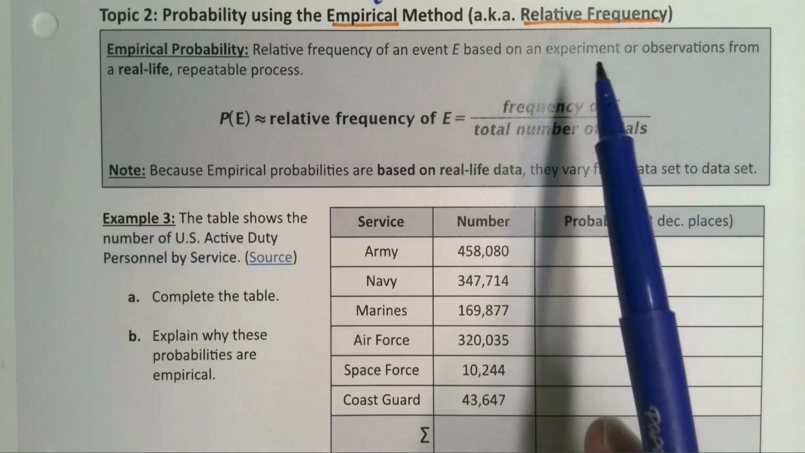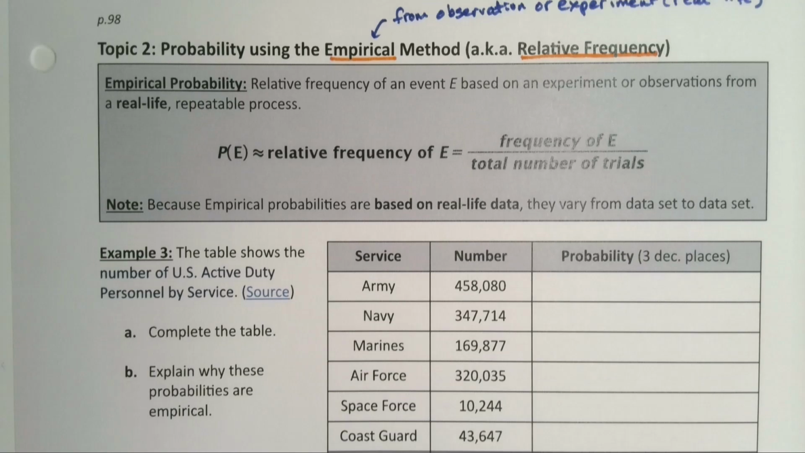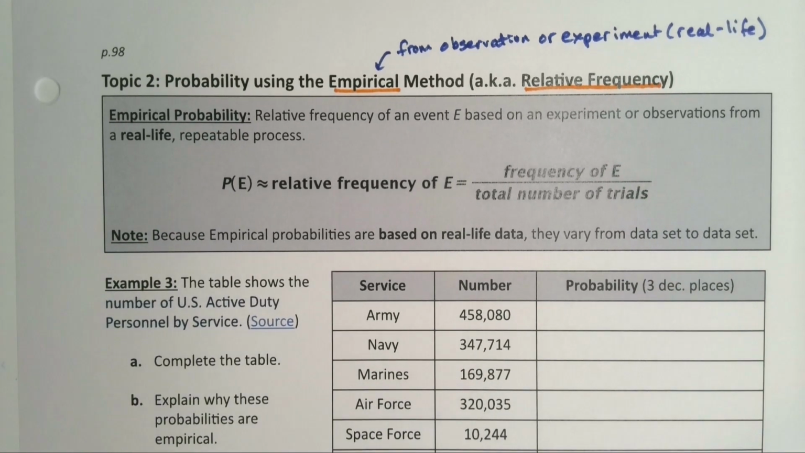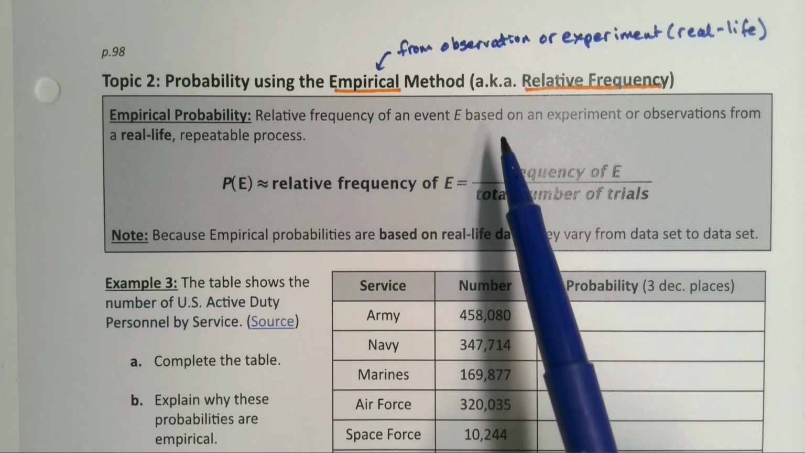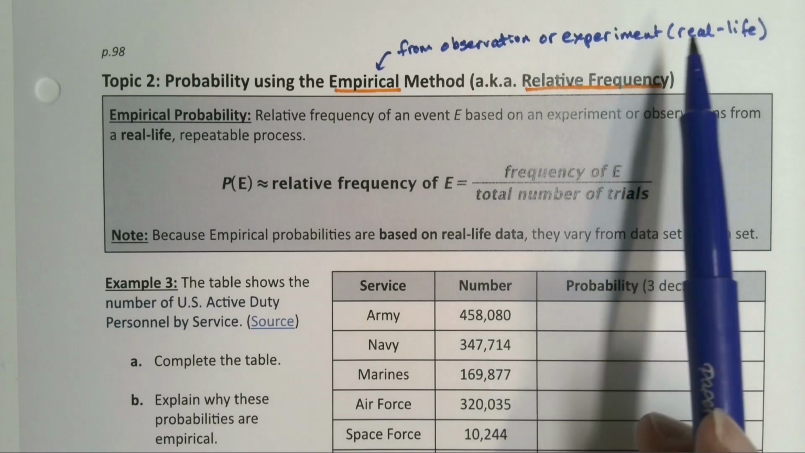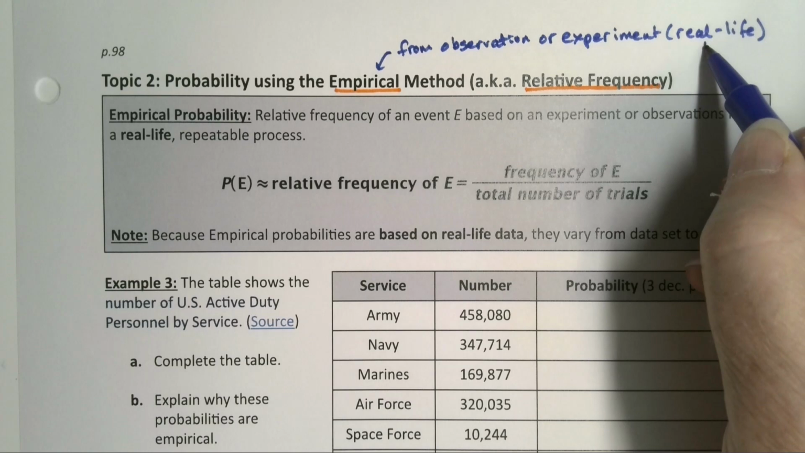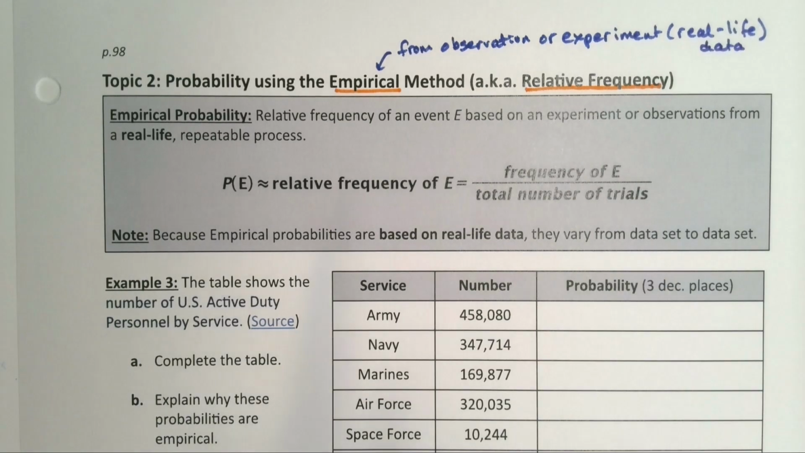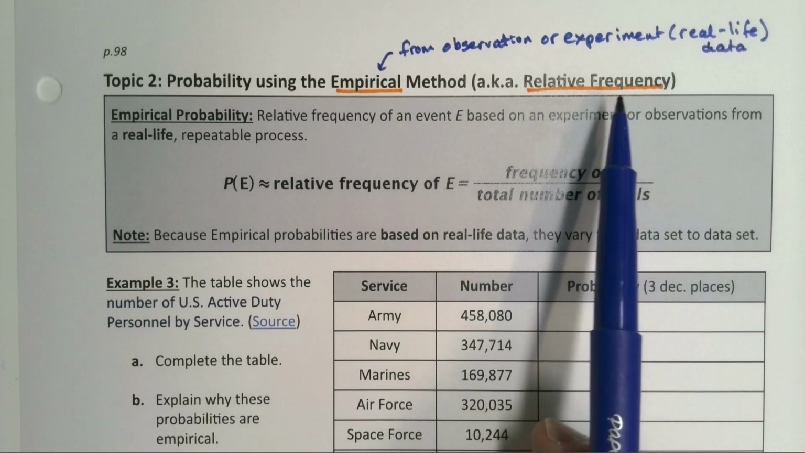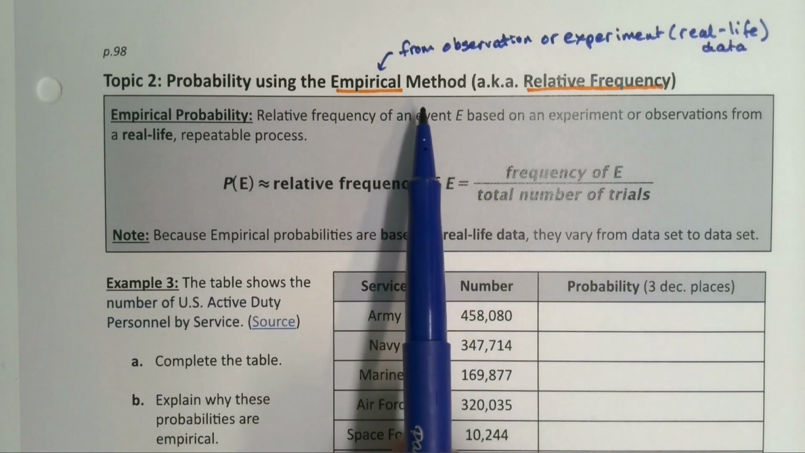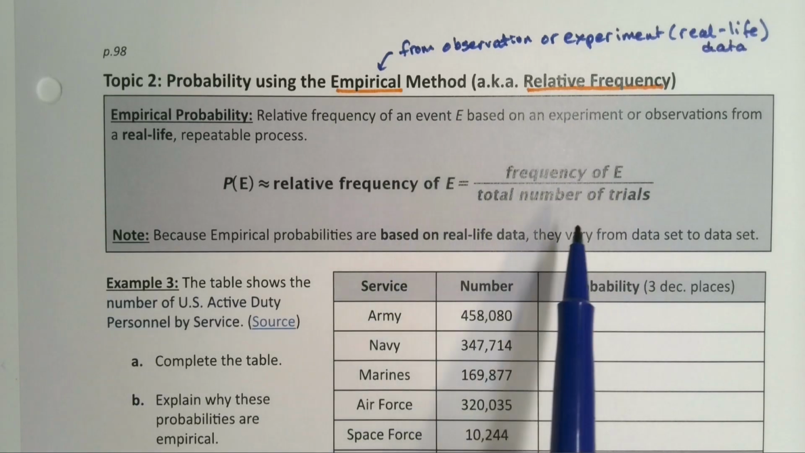that's what it is. Now, the word empirical, a lot of students I don't think realize what that word means. If you look it up online, you'll find that it means from observation or experiment. In other words, it's going to be from real life data. So you're going to have real life data and you're going to be able to find the relative frequencies, and that relative frequency of that event is the probability, right?